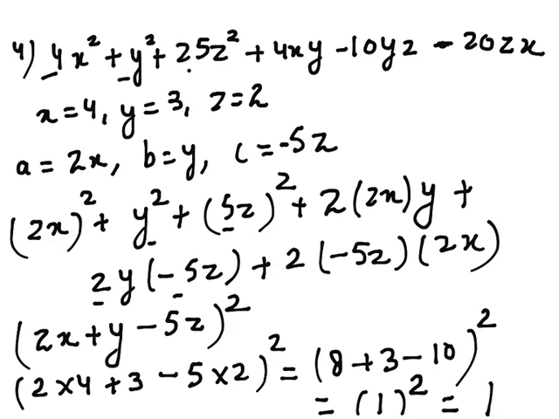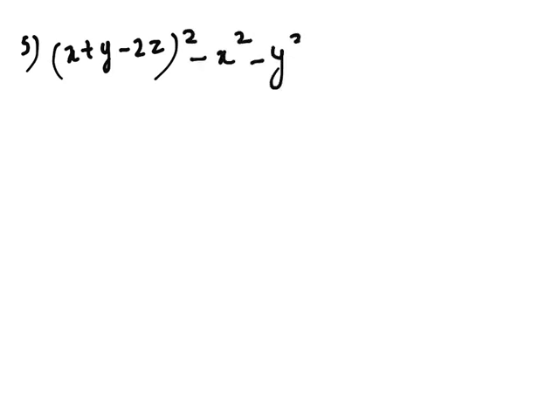Next example I will take where we have to simplify the expression. Like we have given (x + y − 2z)² − x² − y² − 3z² + 4xy. So we have to simplify this expression.